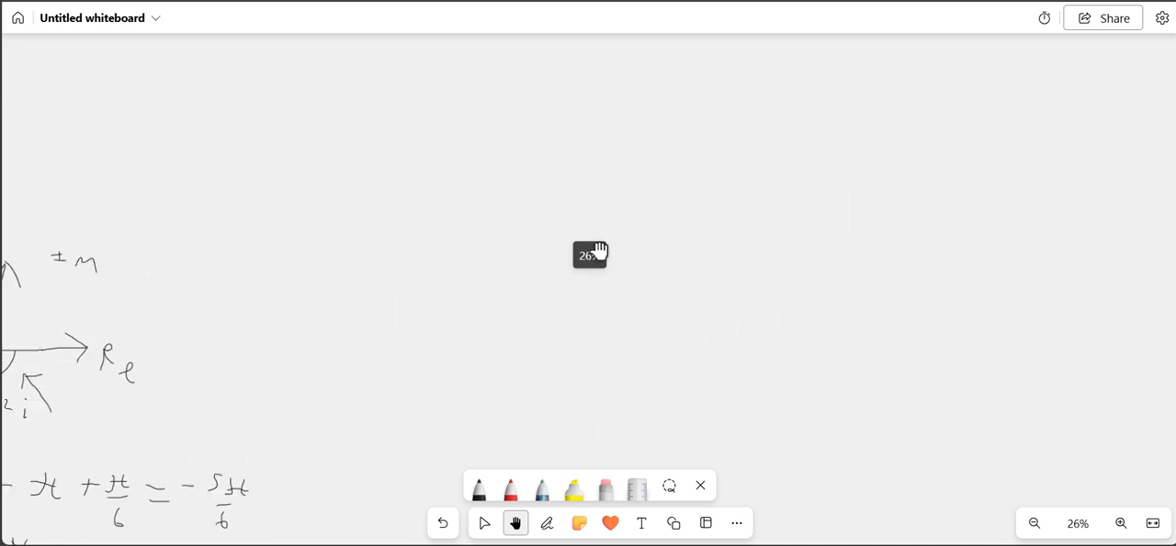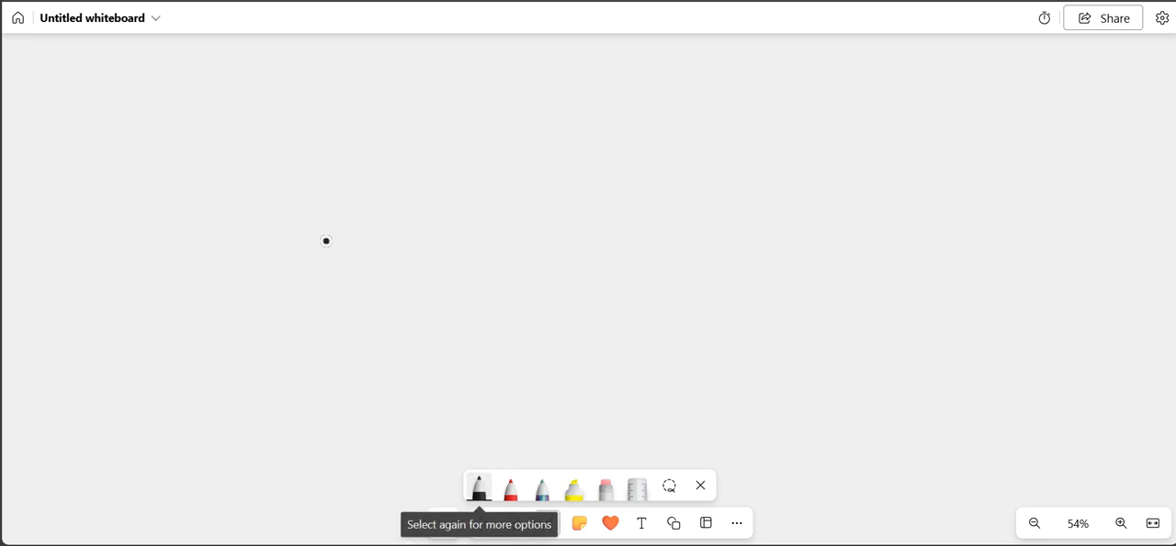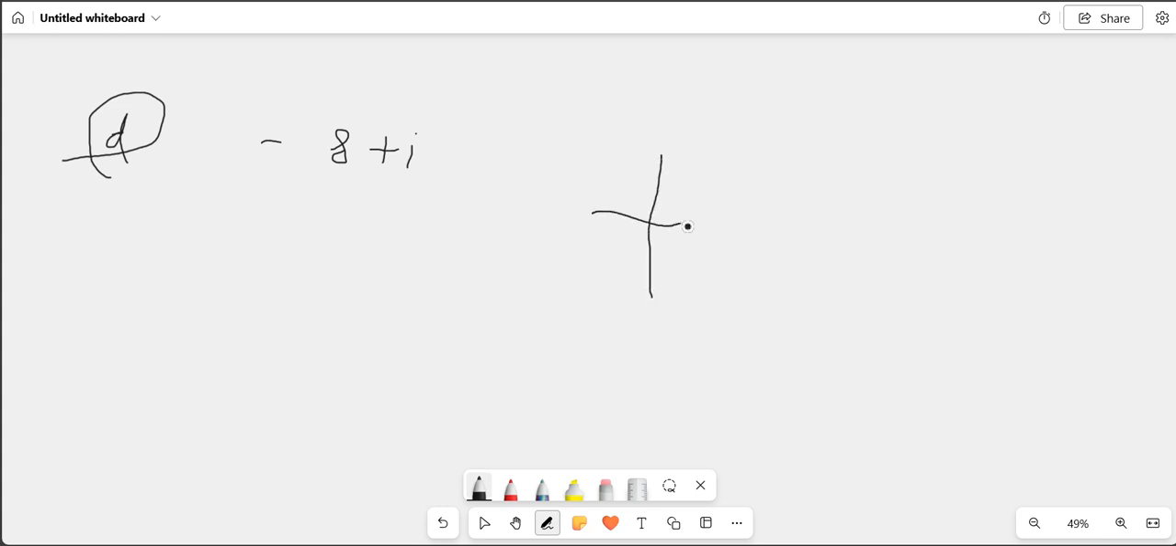So D. D is minus 8 plus i. So again, draw it quickly. I don't think we need to write Im and Re here. That's minus 8, and that's going to be on 1. So it's going to be here, like that.